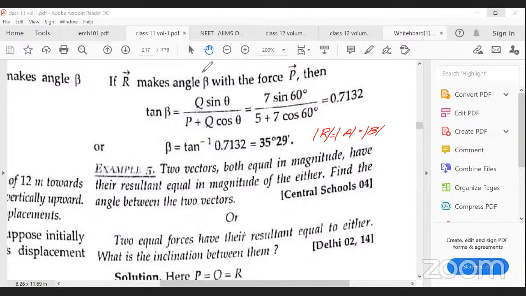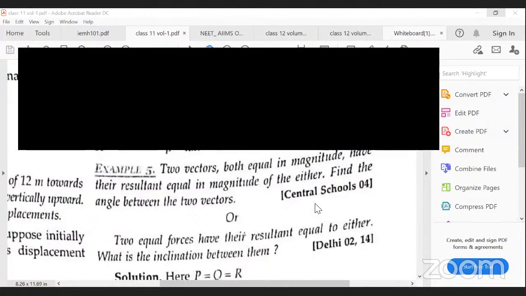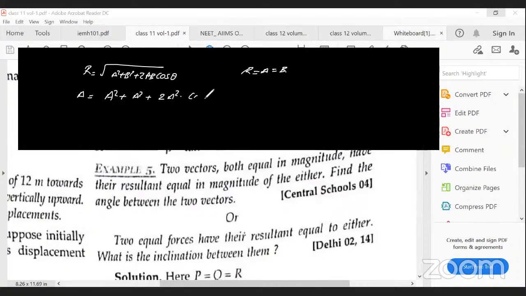So what is the relation? I'll write here R is equal to root of A square plus B square plus 2AB cos theta. இங்க என்ன சொல்லிருக்கேன்னா R is equal to A is equal to B. What I'll do, I'll convert everything into A terms. So A is equal to root of A square plus A square plus 2A square cos theta. So from this relation, try to find angle theta, or else find cos theta first of all. So what is the value of cos theta? Try to find it.